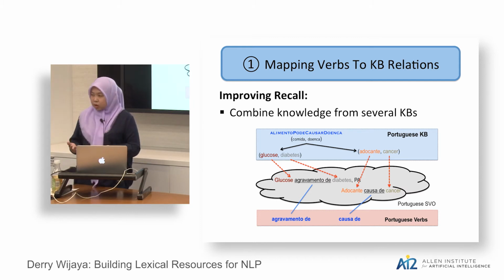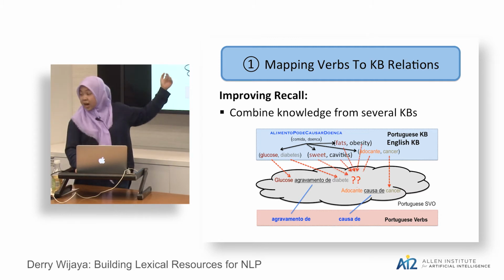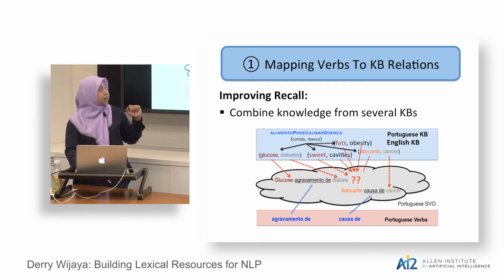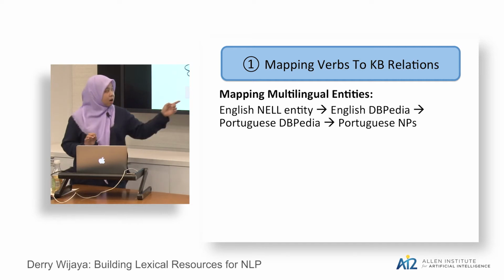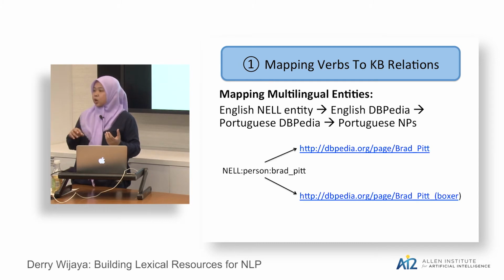So in order to add more instances to the Portuguese knowledge base, since they share a taxonomy, we can technically add labeled entity pairs from the English knowledge base to the Portuguese knowledge base. So for example, add these additional labeled entity pairs. But then the challenge becomes finding the mentions of these English entities in the Portuguese web text. So the way we do that is we use interlingual links in Wikipedia to help us map the English NELL entity to its Portuguese noun phrases.